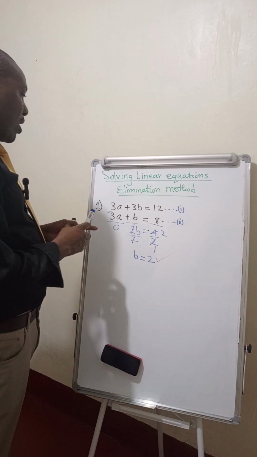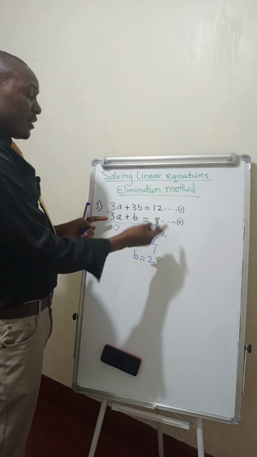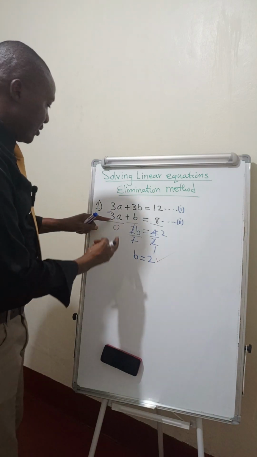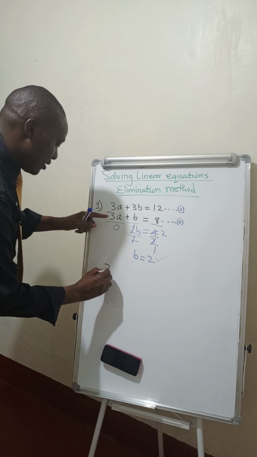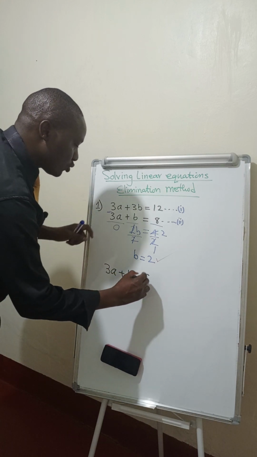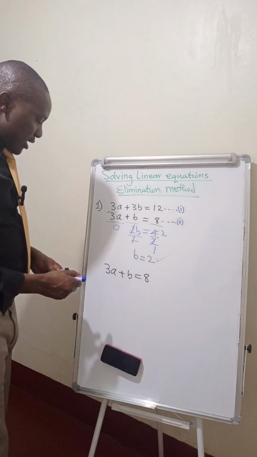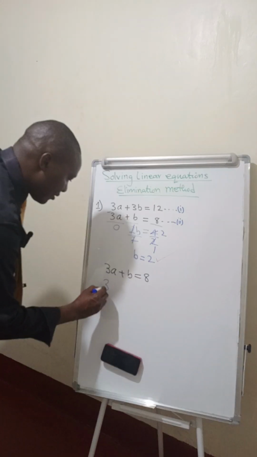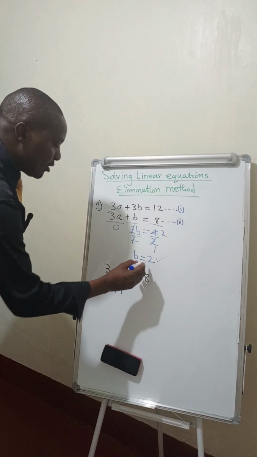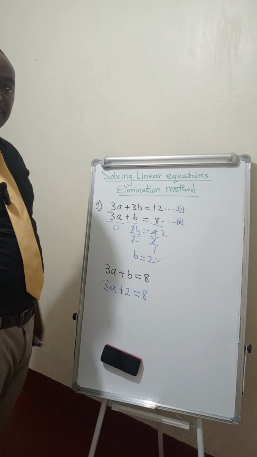Can we go back to our equations so that we can get the value of A? Let's pick this one here. 3A plus B is equal to 8. Take a look. 3A plus B, which is 2, is equal to 8.